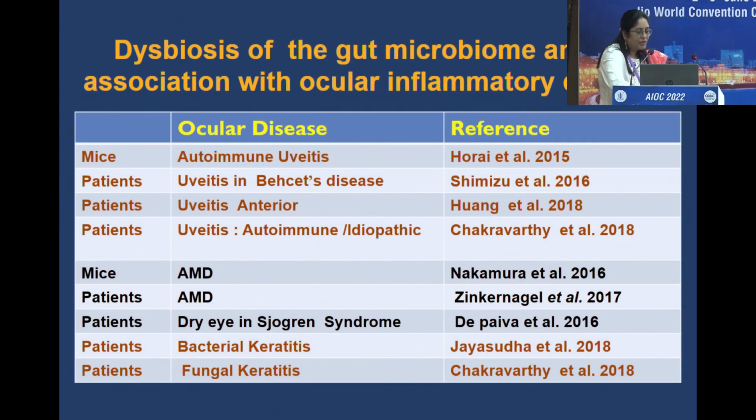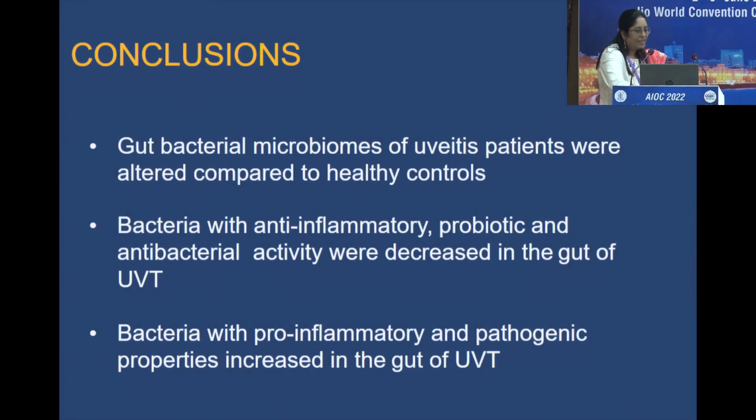So in other words, it's not just various other diseases such as I mentioned earlier, for example even cancer and so on, but it's also in ocular diseases, uveitis, and in Behçet's disease, specifically in anti-uveitis. This has been shown either in the murine model or even in patients, as well as in age-related macular degeneration and dry eye and so on. Bacterial and fungal keratitis was published by our same group. So it has been shown that there's a change in the gut microbiome due to dysbiosis in various ocular diseases.